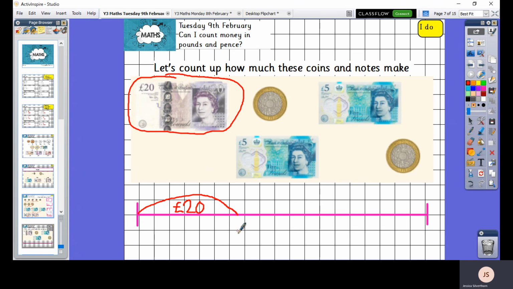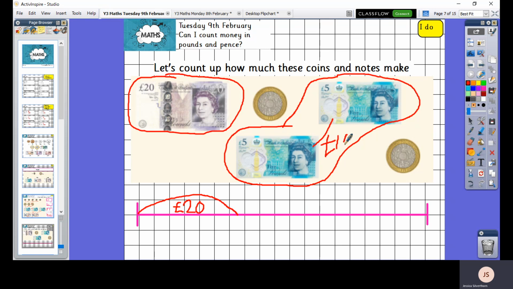And then I can look at, there we go, the £5 notes. Now, because the £5 notes, there are 2 of them, I can think of them as being the same as £10 because counting up in fives together, they would make £10 together if I have 2 of them. So if I've got 2 of them, I don't need to do 2 jumps of 5. I can do 1 jump of 10. There we go.